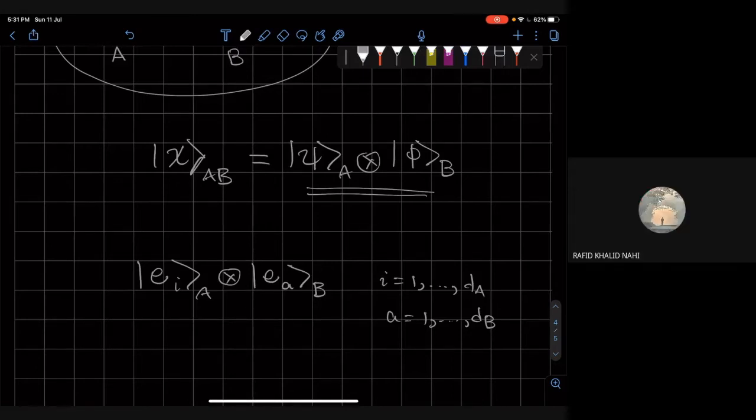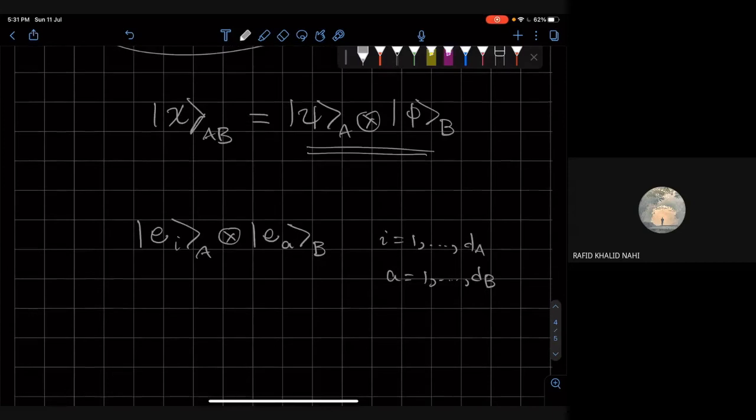dA times dB. Right. So the dimension of, so this can act as the basis vectors for the tensor product of the Hilbert space, and then the dimension of the combined Hilbert space dAB is dA times dB. Or this is just a product, not a tensor product. These are just numbers.